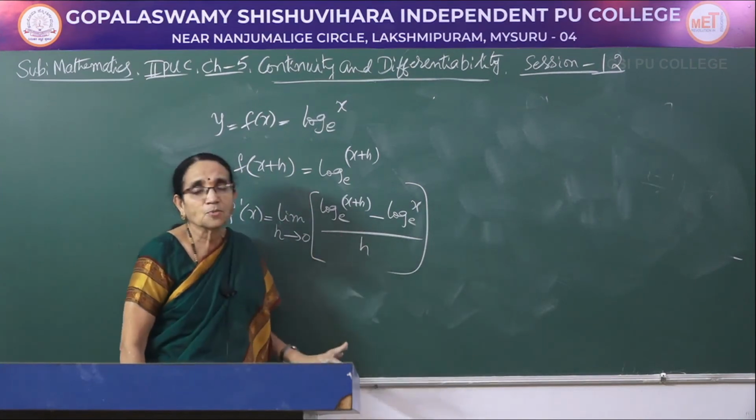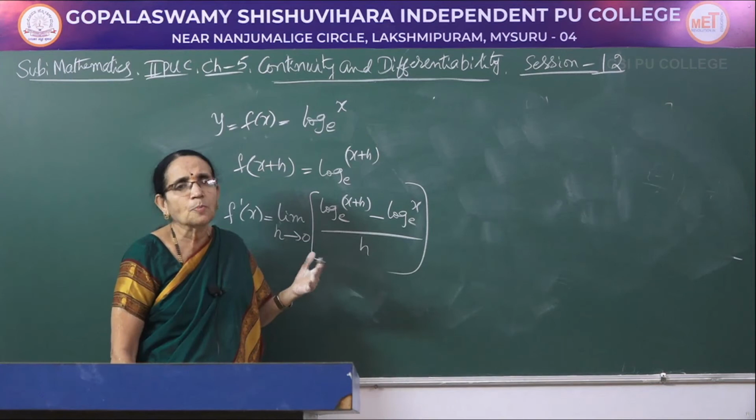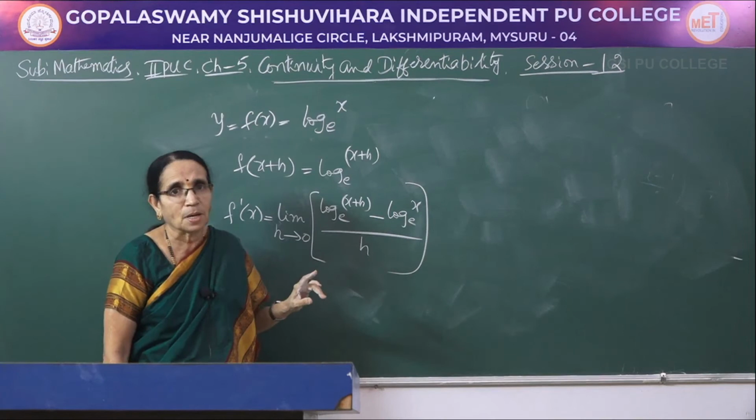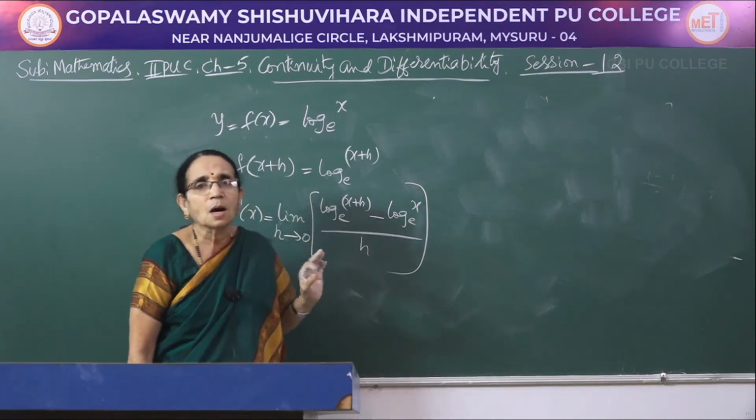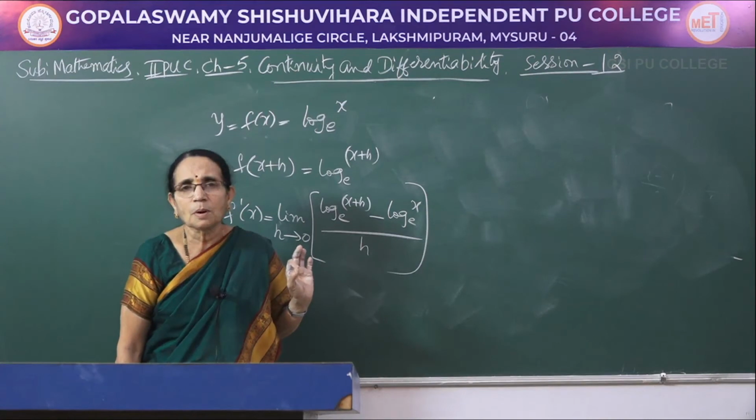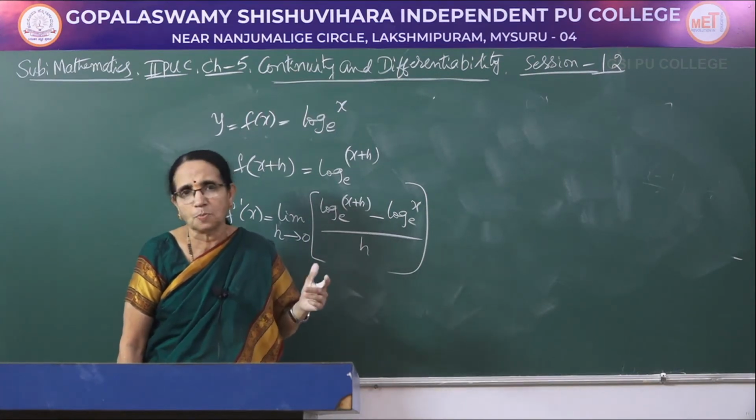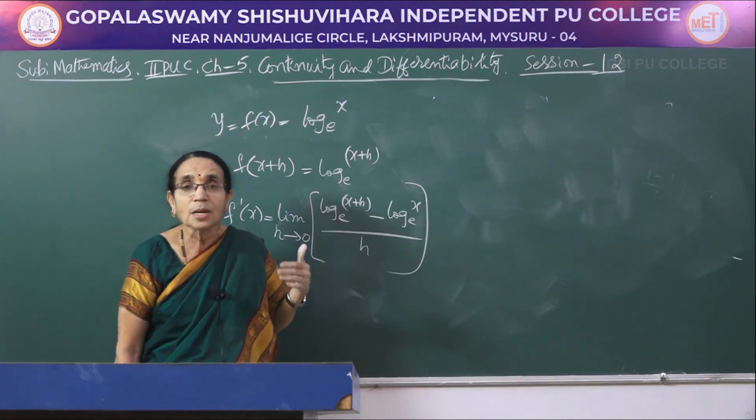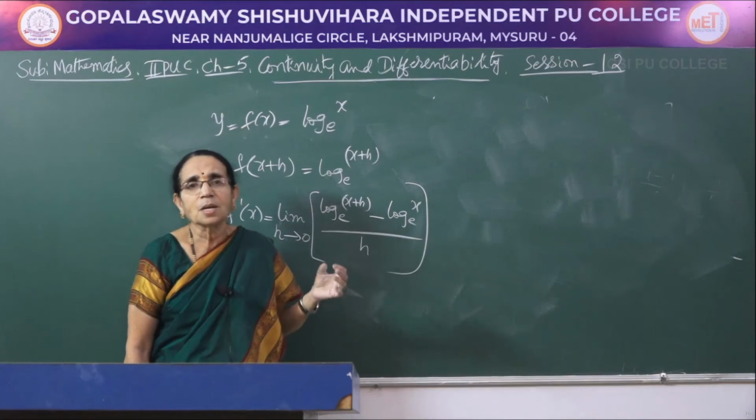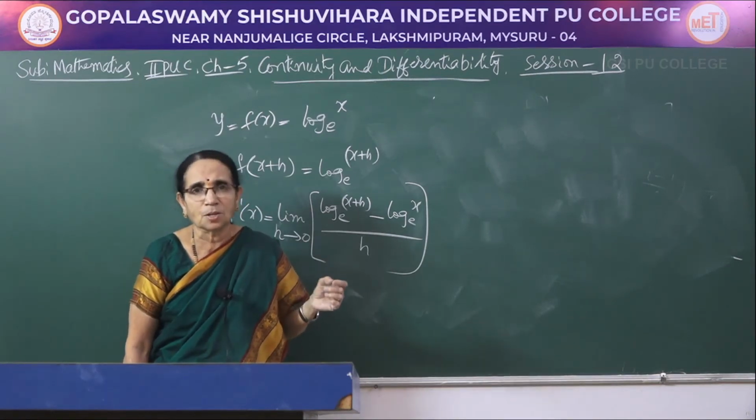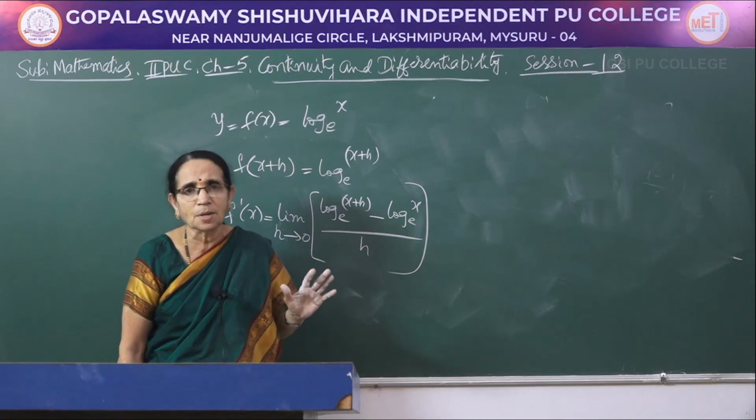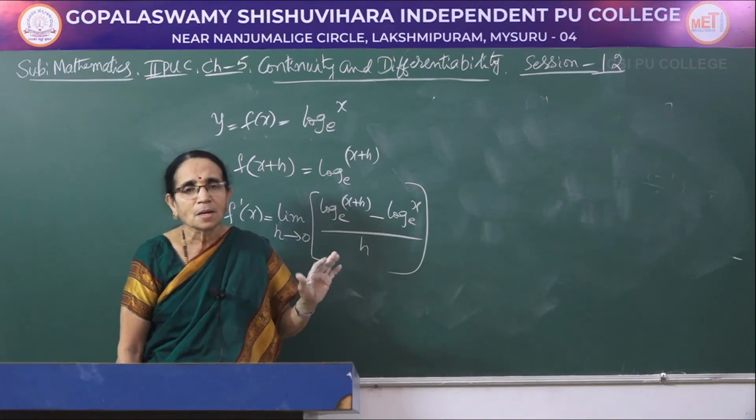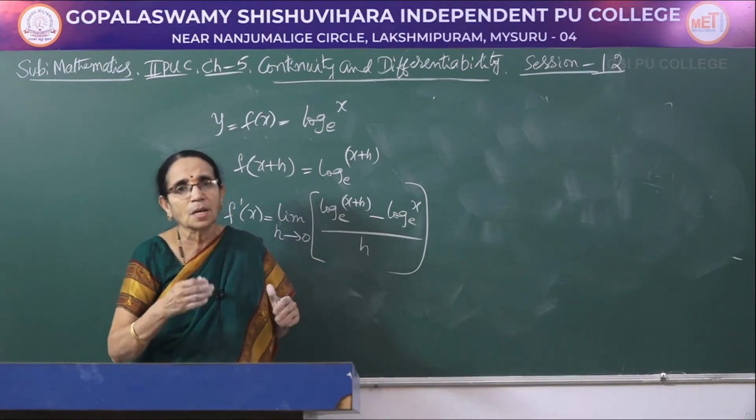See, depending upon this function, we will be using the appropriate rule. In the earlier two problems, e power x and a power x, I made use of the law of the logarithm. It was e to the power x plus h and a to the power x plus h. I had used the first law of indices to write it as e to the power x into e to the power h, because we know that from the first law of indices, a to the power m into a to the power n is a to the power m plus n. Keeping the same base, we add the indices.